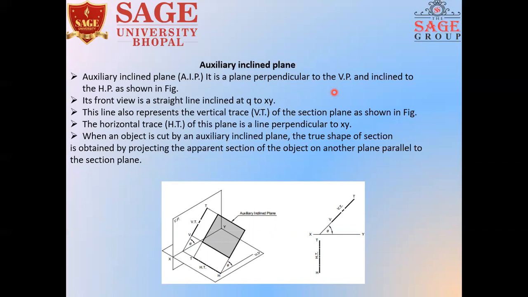Both traces are applicable here, vertical trace and horizontal trace, but we use only the vertical trace because the horizontal trace is shifted to the end of the object. So its front view is a straight line inclined at theta to XY. This line also represents the vertical trace of the section plane shown in the figure. The horizontal trace is a line perpendicular to XY. When an object is cut by an auxiliary inclined plane, the true shape of the section is obtained by projecting the apparent section of the object on another plane parallel to the section plane. So this is called the auxiliary inclined plane.